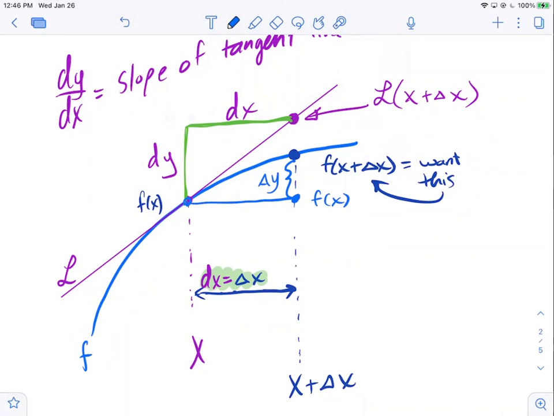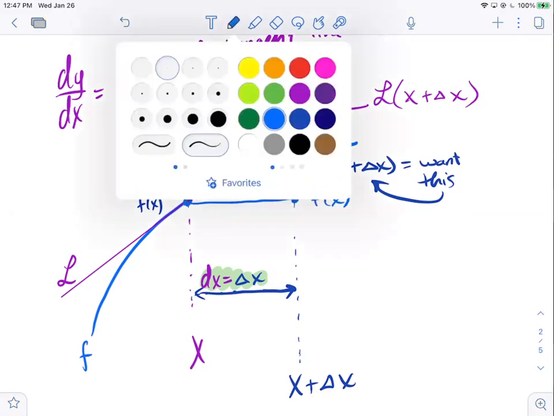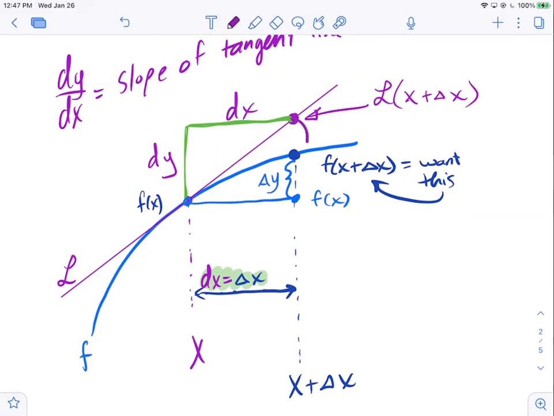If I were able to calculate f of x plus delta x, let's say it was 7, and f of x where I centered my approximation was 5, then the difference would be 7 minus 5 or 2, right? I would have gone up 2 units in actuality. So a lot of times we can't find delta y because we don't know the equation for f of x past there. But this, let me go back to purple, this distance is dy.